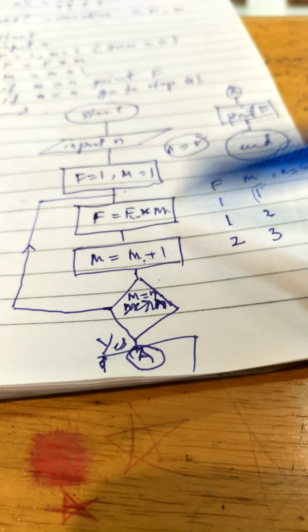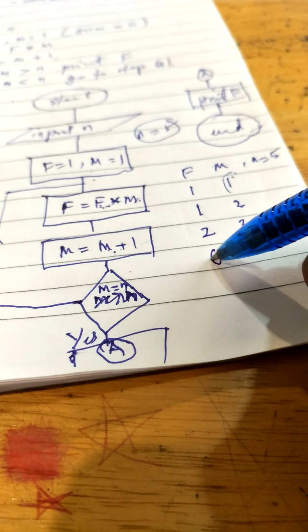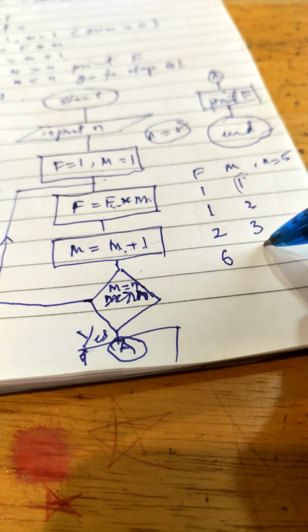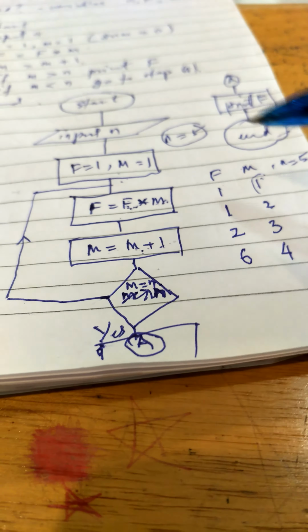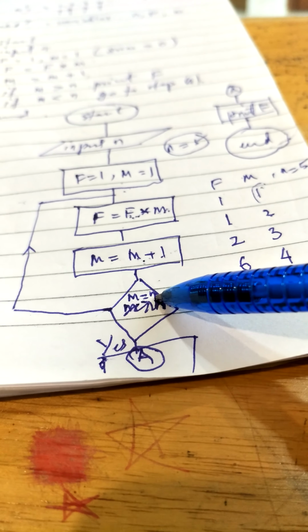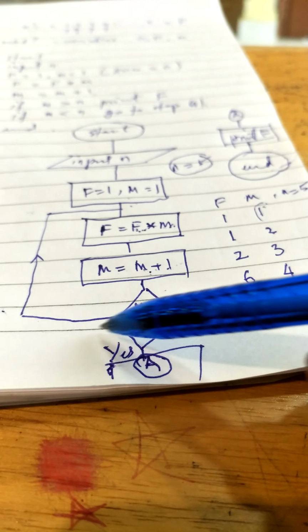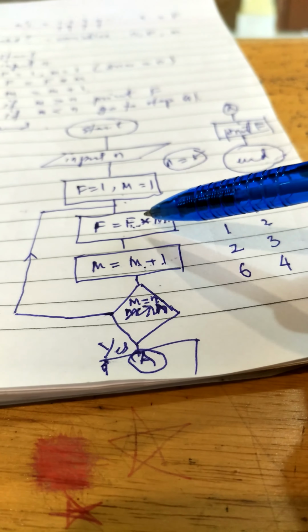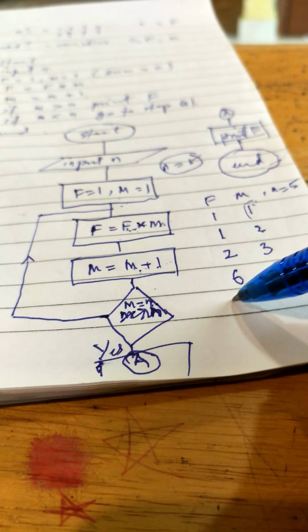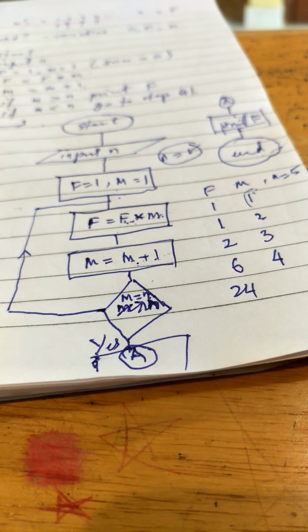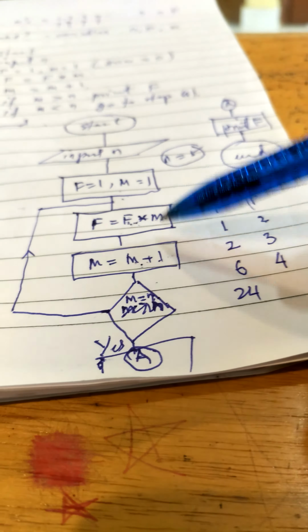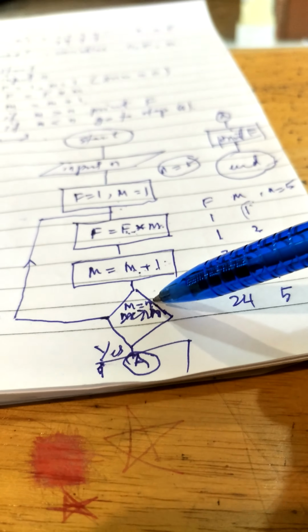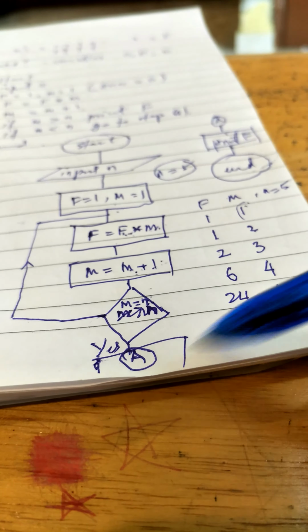2 times 3, you got 6. Then increase m, you got 4. Check. 4 is equal to 5? No. Then going up. 6 times 4 is 24. Okay. And then increase that. You got 5. 5 equal to 5? Yes, it's going out.